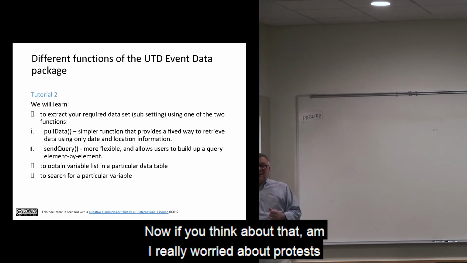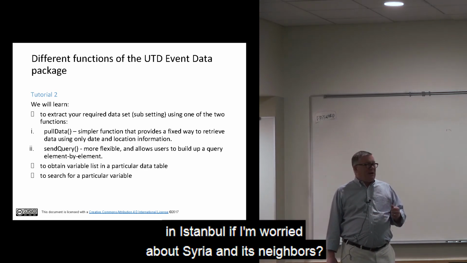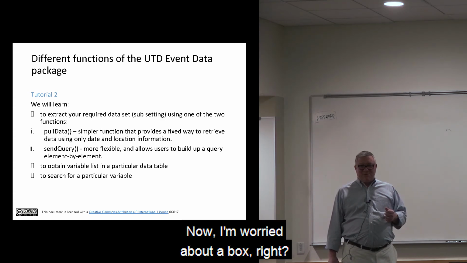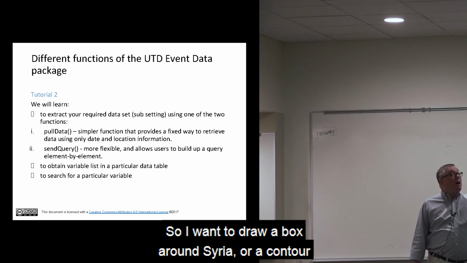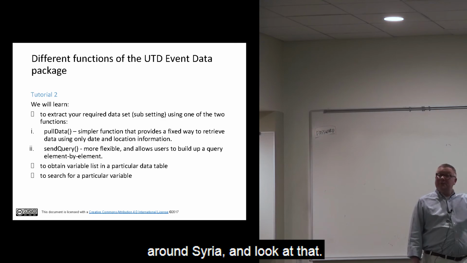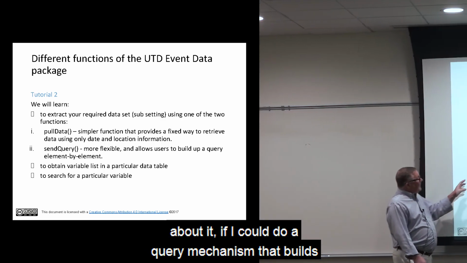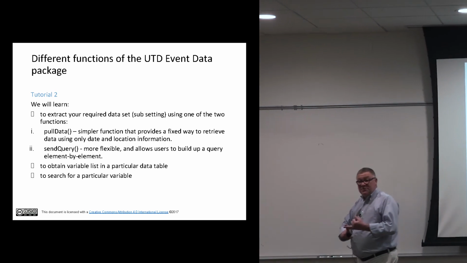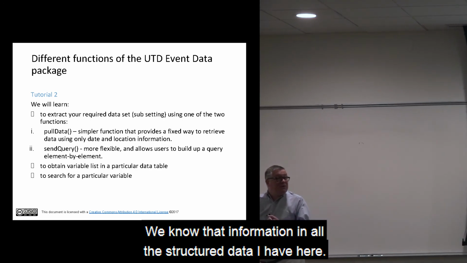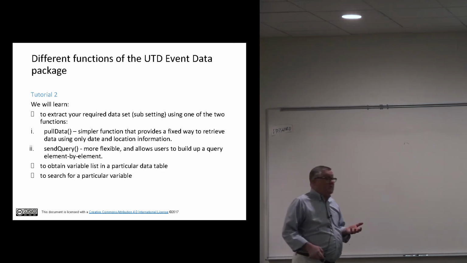Now, if you think about that, am I really worried about protests in Istanbul if I'm worried about Syria and its neighbors? No, I'm worried about a box, right? Or a certain latitude, longitude around Syria. So I want to draw a box around Syria or a contour around Syria and look at that. We've worked on more detailed ways to do that, but if I could do a query mechanism that builds up the elements, latitude, longitude, the geographies, we know that information in all the structured data I have here. I can go back through and use that information as part of my query.